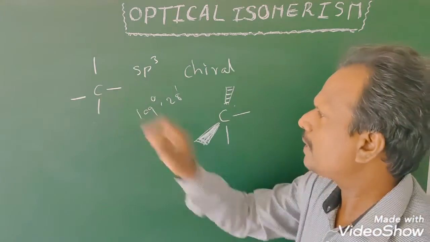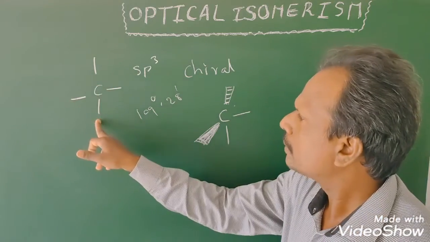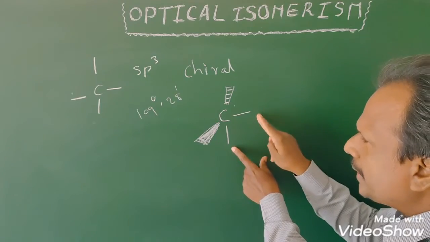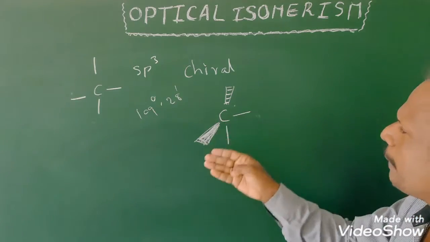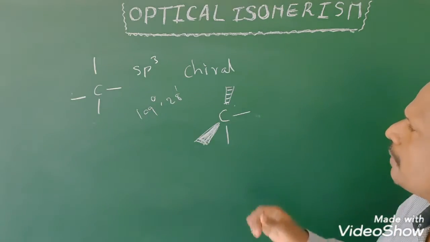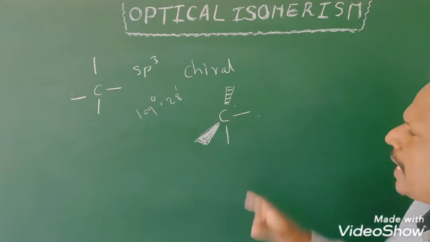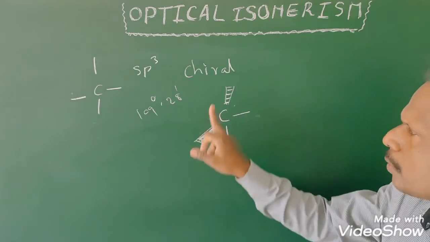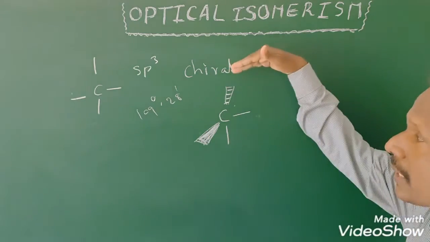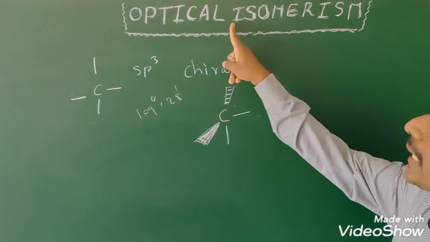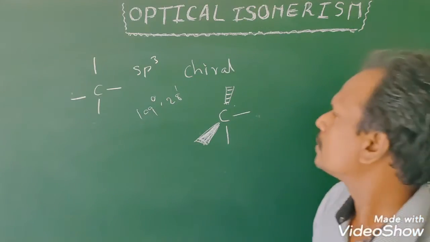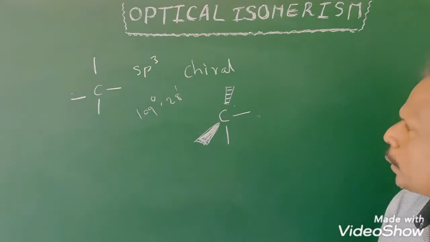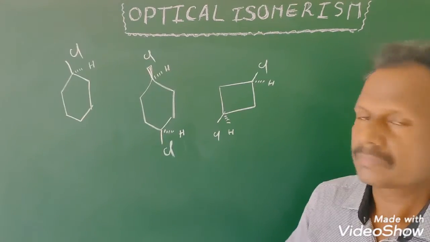This is an sp3 carbon having 4 groups. Among the 4 groups, 2 groups are in the plane, one group is above the plane, and another is below the plane. If the 4 groups are different, then this carbon is called a chiral carbon. The sp3 carbon which is linked to 4 different groups is called a chiral carbon. Optical activity is related to chiral carbon.